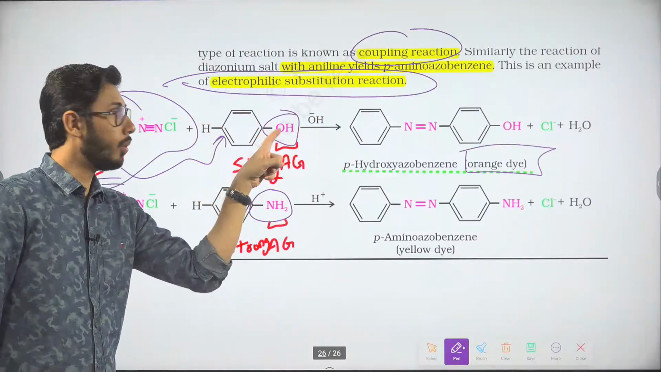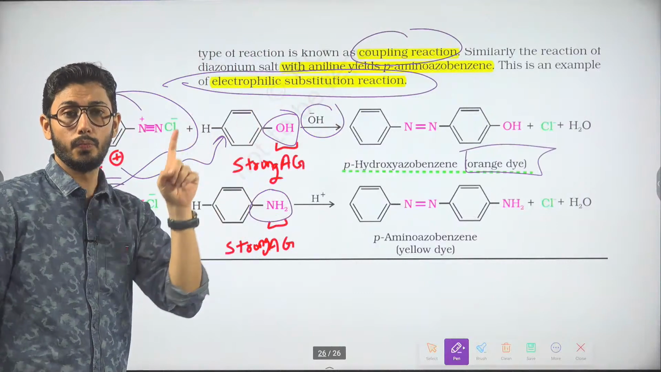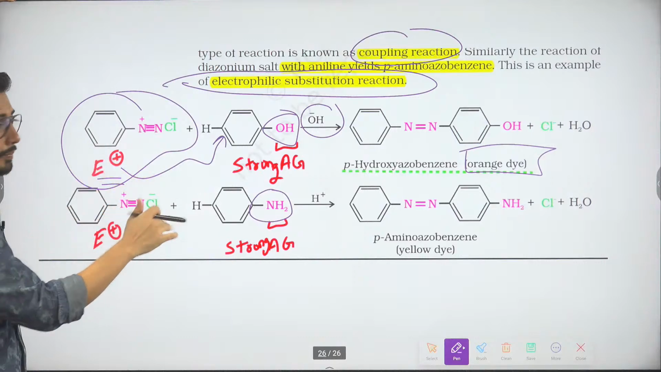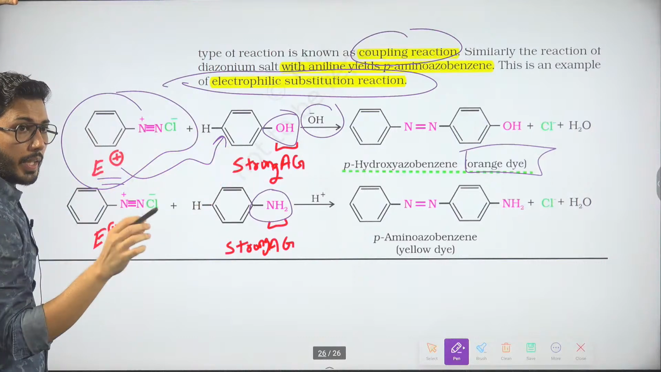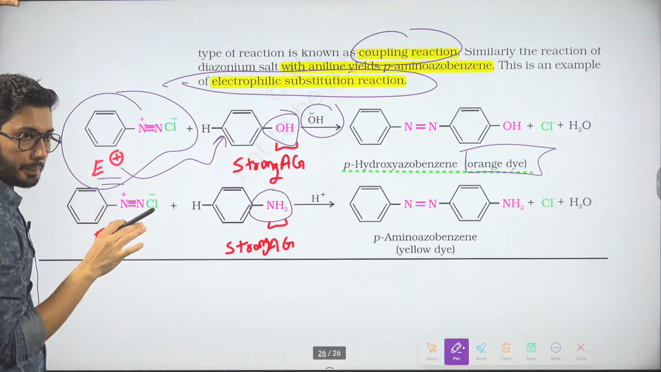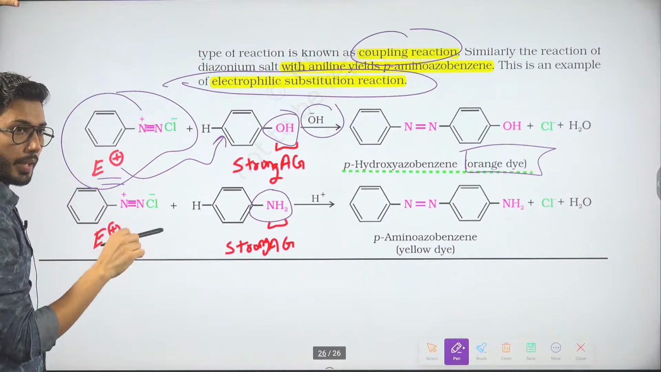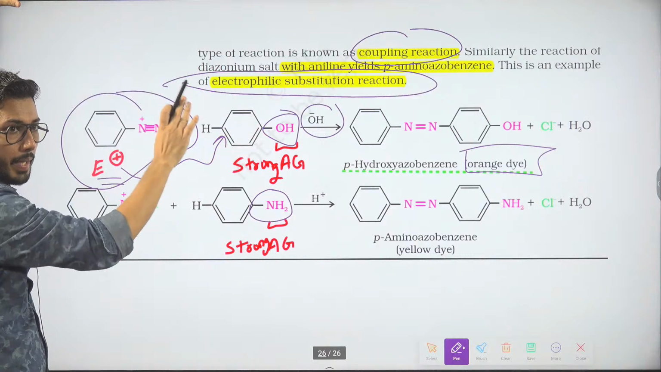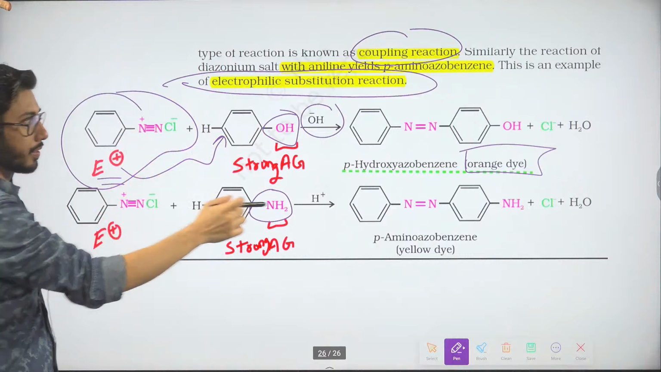Another thing, phenol, O, and here OH minus means weakly basic medium. So this reaction is highly pH sensitive. With phenol, weakly basic medium is taken. ESR reaction takes place, orange dye formation. The name is para hydroxyazobenzene. This is the azo group.